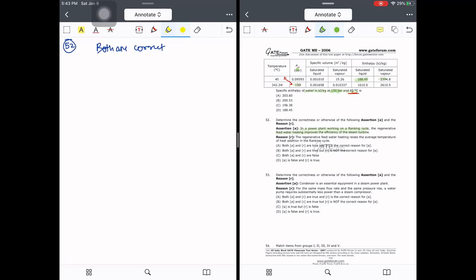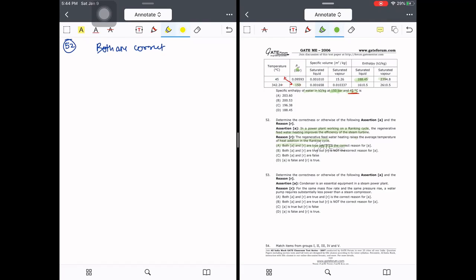Correct. Now what is regeneration? Regeneration means using the steam that has been extracted from the turbine and feeding it to the feed water. In this way, we give less heat to the boiler. That means we consume less coal or any other fuel.